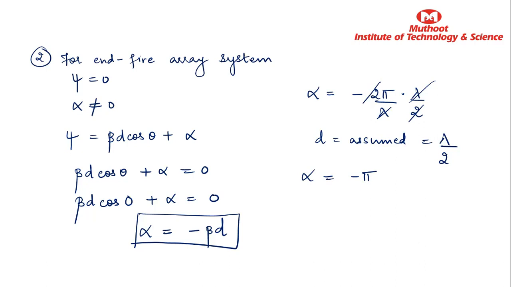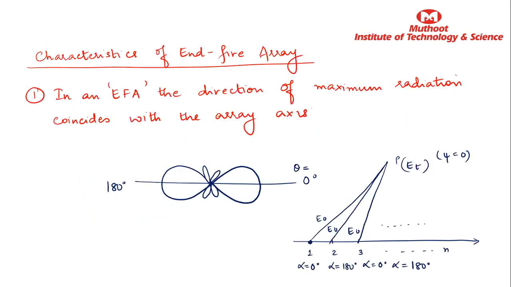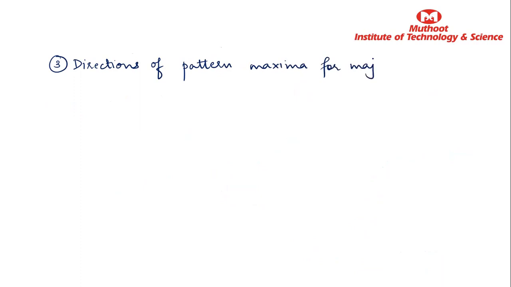Now let's look at the directions. Now we already know how the radiation pattern is, but we need to know in what direction this minor lobe is going to come. In what direction is this other lobe going to come? I need to know these directions, directions of the pattern maxima. Where is the maxima happening? Where is the minima happening? This is called a major lobe. So in which direction is it happening? It is very simple actually. Let's see the directions. So I'm writing it as the directions of pattern maxima for major lobes.